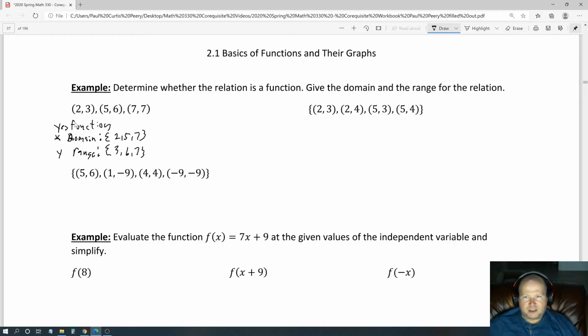Now let's look at the next one over here. We plug in a 2, and we get a 3. We plug in a 2, we get a 4. We plug in a 5, we get a 3. We plug in a 5, we get a 4. So this is not a function, because sometimes when we put the 2 as an input, we get a 3, and sometimes we get a 4. Sometimes when we put a 5 as an input, we get a 3, and sometimes we get a 4.